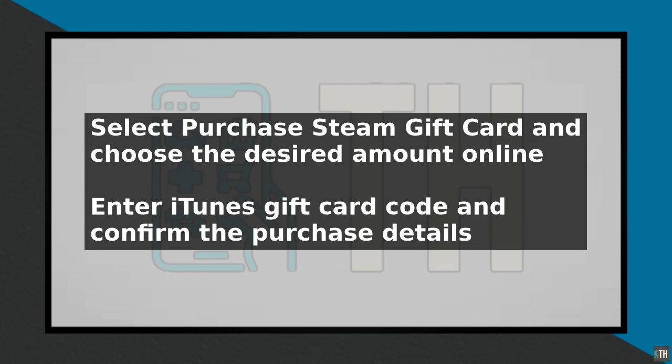Click on your profile name in the top right corner and select Account Details. Scroll down to the Store and Purchase History section and click on Add Funds to your Steam wallet. Select Purchase Steam gift card and choose the amount you want to add to your wallet.